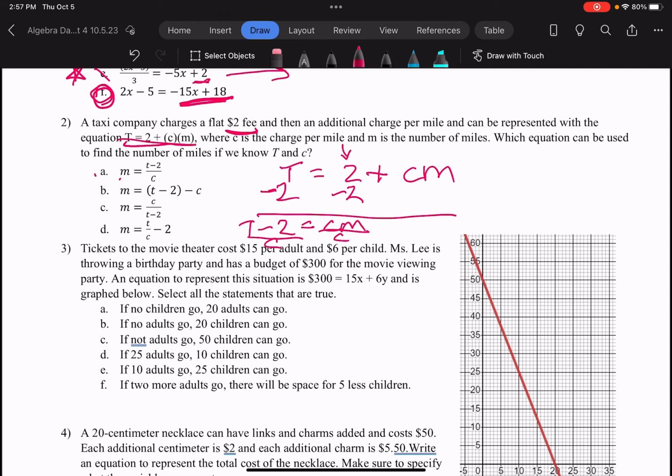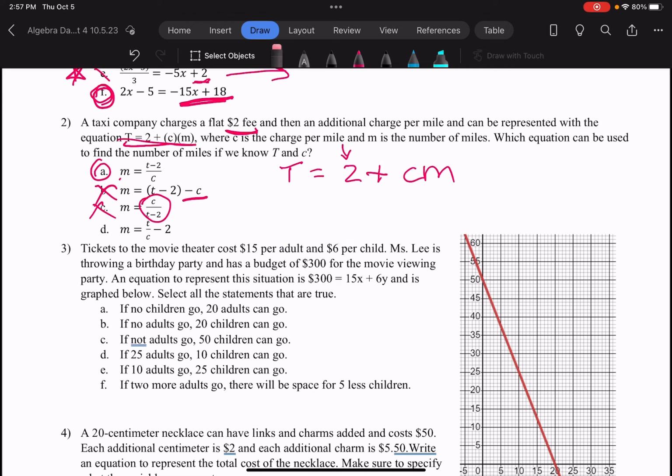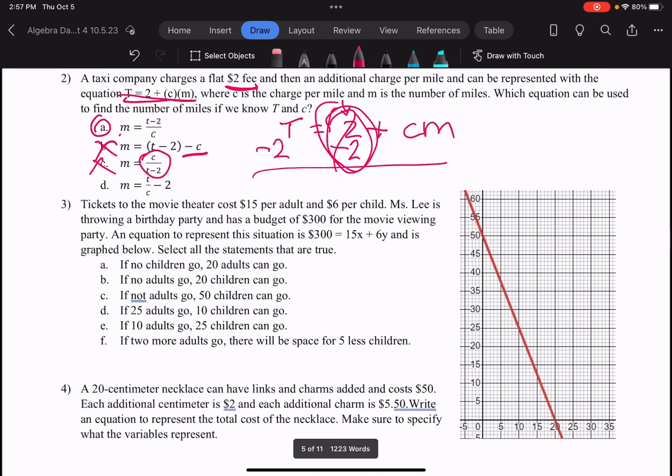So the best answer is letter A, which matches that. Letter B, they just subtracted c, which we cannot do because it's being multiplied by m. Letter C, they inverted this, so that's not correct. And letter D, they divided before subtracting, and you cannot do that. So in this situation, you have to subtract this first, right? Move the thing that's the furthest away from it, subtract 2 on both sides first, and then you can do your division. So you have to do it in that order. All right.